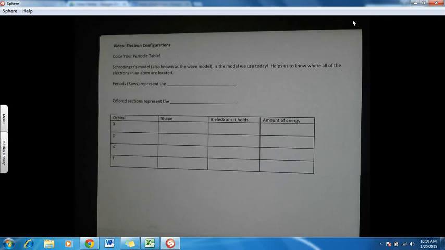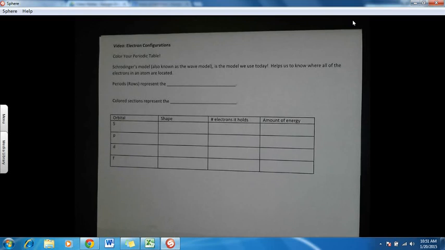But Schrodinger's model is our current model. It's also known as the wave model. It is based on the fact that we believe that electrons have wave and particle properties. So they move not only as particles, but also in the same fashion as a wave does, like through the valleys and troughs and such. And it's a much more accurate model so far than was Bohr's model. It helps us to know where all of the electrons are located.